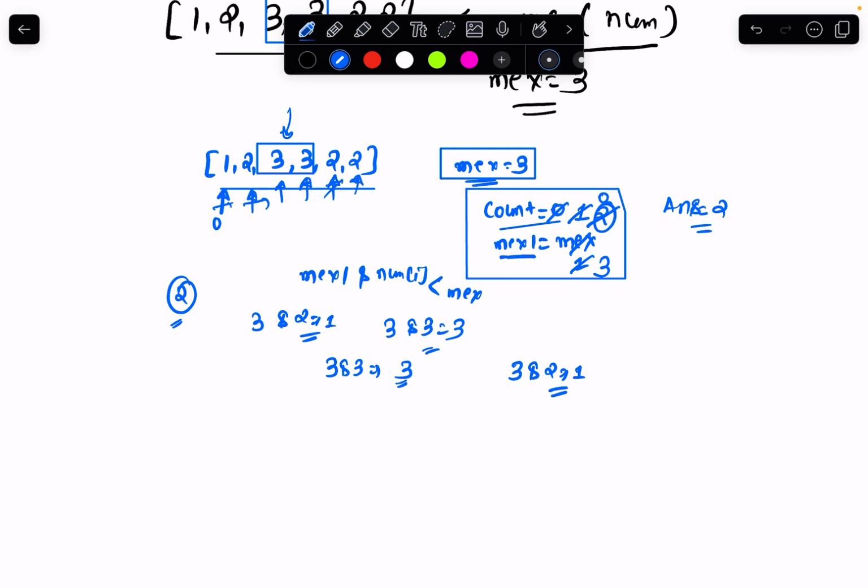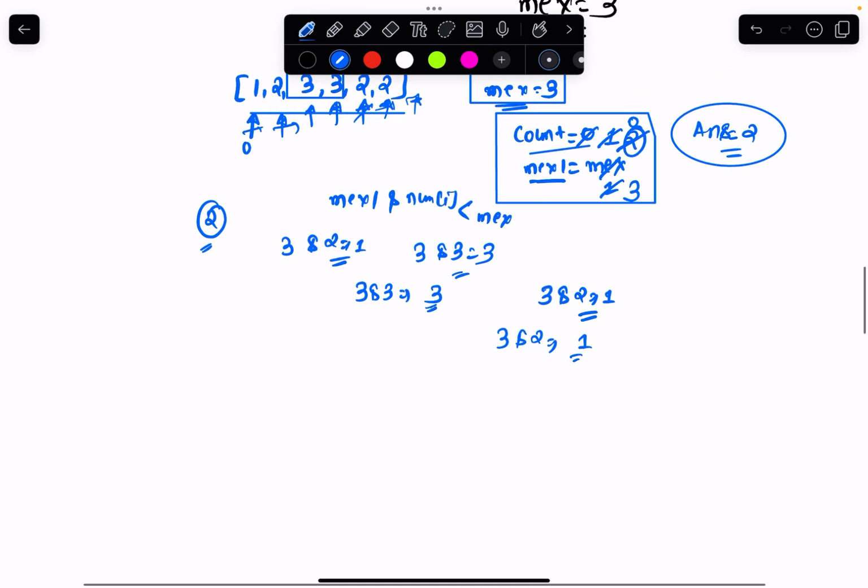Next one is 2. Now here max 3 XOR 2 is 1. We cannot consider that value also. Go to the next step. Here we reach out of bounds. Basically there is no element left in your array. The answer is 2, right?